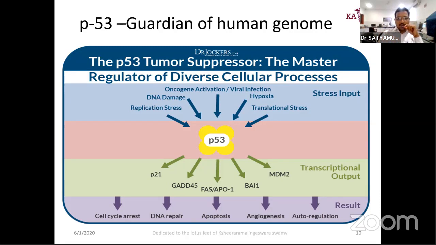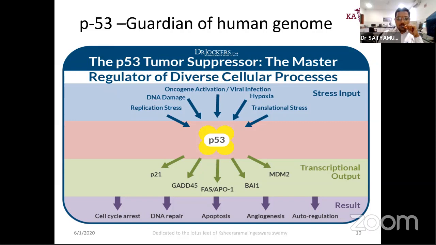How is p53 affected by replication stress or DNA damage, oncogene activation, viral infections, hypoxia, and translation stress? All these things can cause a stress on p53, and it can give you different proteins, p21, GADD. These are different proteins expressed by p53. And finally, it can lead to cell cycle arrest, DNA repair, apoptosis, angiogenesis, or autoregulation. There are different aspects of p53 which can be an outcome of damage to p53.